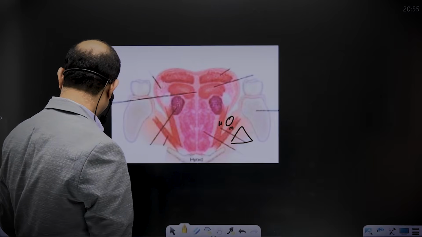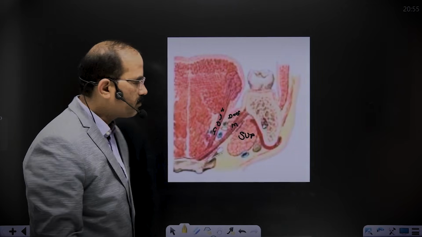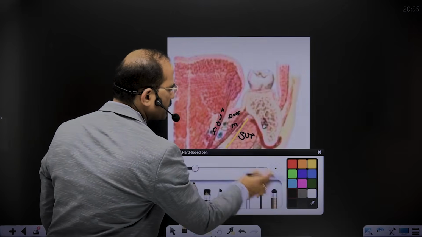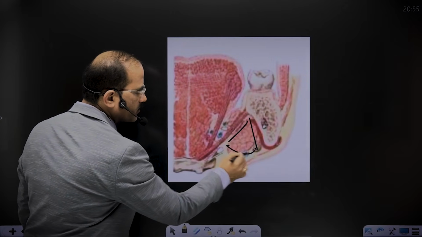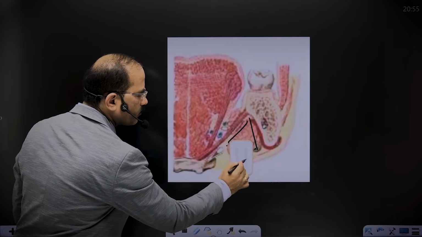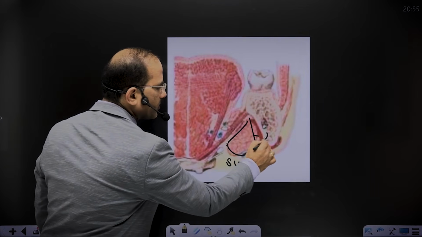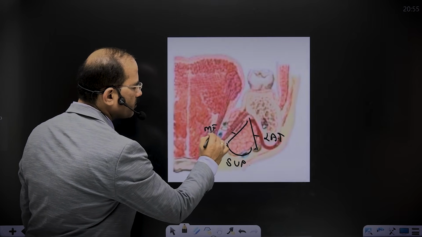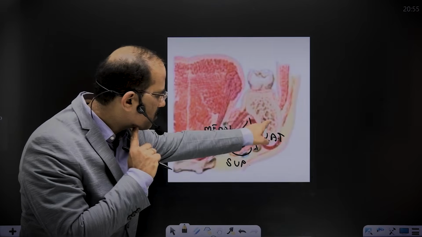Understand the superficial part of the submandibular gland. The superficial part of the submandibular gland will have three surfaces. It's a triangular structure, so it has got three surfaces like this. That's the superficial surface. That's the lateral surface. And this is the medial surface. So the lateral surface would be related to the mandible.